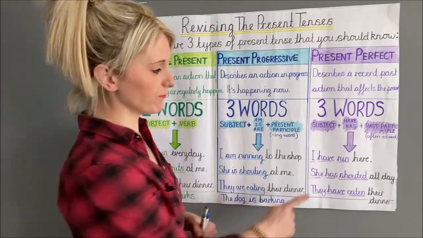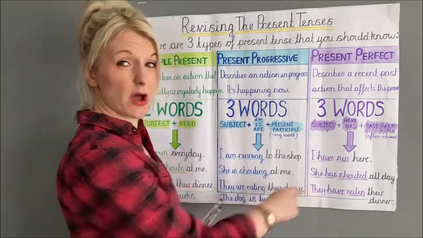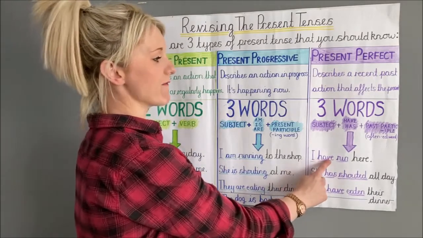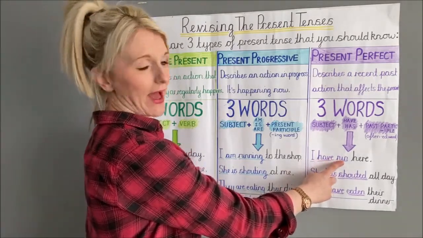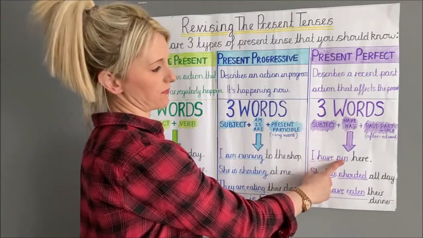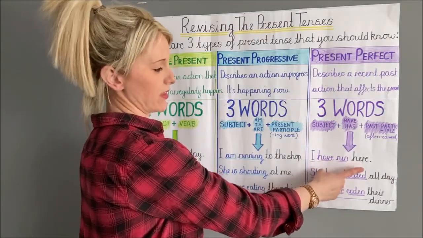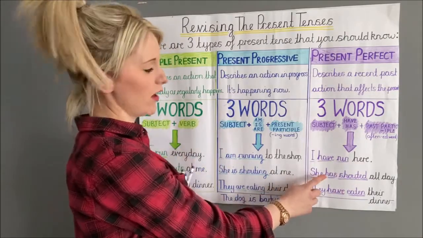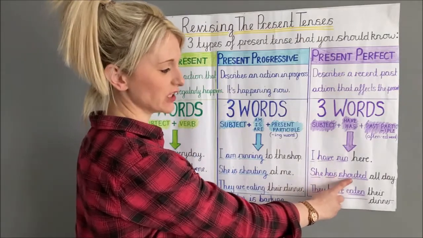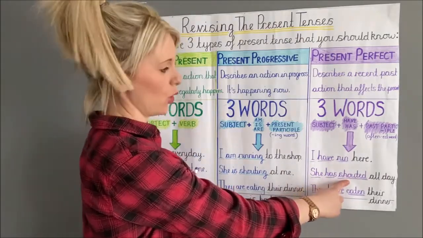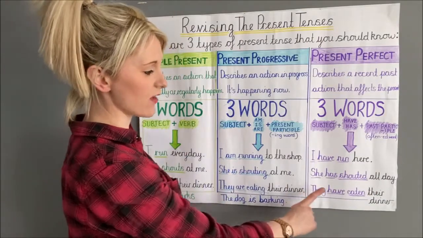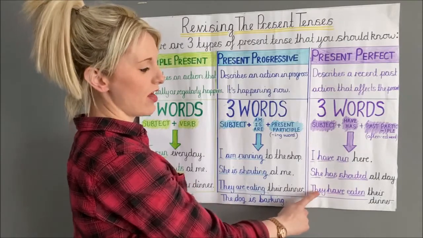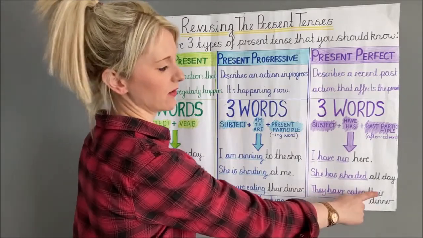So you can see here, I is our subject, and when I'm saying I, I say I have, not I has. So I have run. I have run is the past participle here. I've got this one, she. It's not she have, it's she has. So she has, and what has she done? She has shouted all day. And this last one, the subject is they. It's not they has, it's they have. They have eaten their dinner.